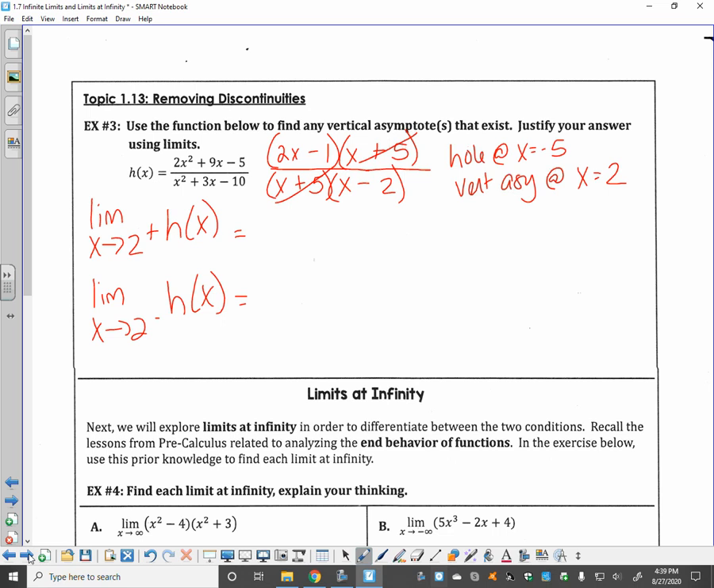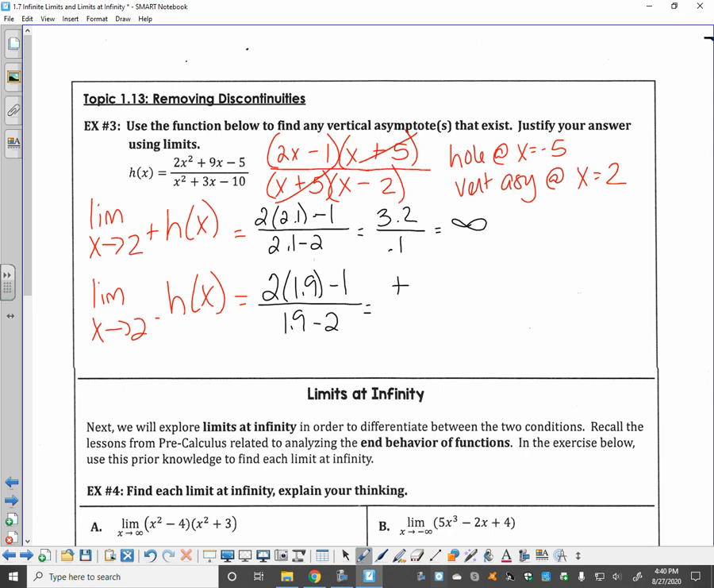Okay, so I'm going to use what's left after we take the hole out. And 2 from the right, I'm going to plug in a 2.1. So 2 times 2.1, oh, yeah, minus 1 over 2.1 minus 2. So 4.2 minus 1 would be a 3.2, and 2.1 minus 2 would be a 0.1, and I know that that is headed towards positive infinity. 2 from the left, so I'm going to take a 1.9. So 2 times 1.9 minus 1 over 1.9 minus 2. The top is still positive. The bottom, however, is now negative. So I know it's negative infinity.